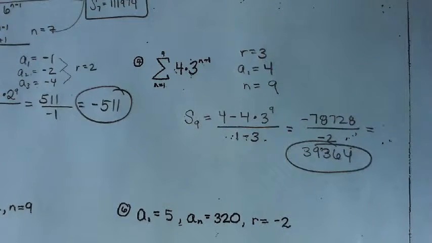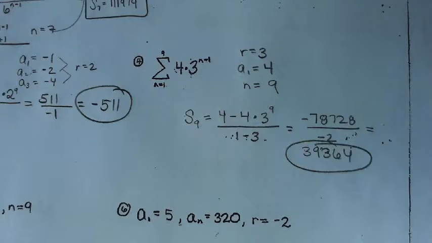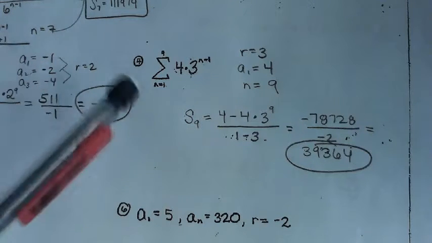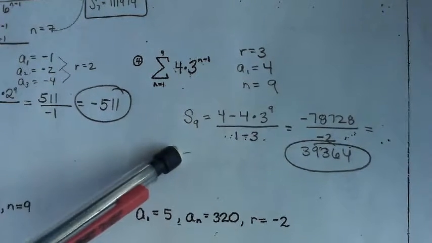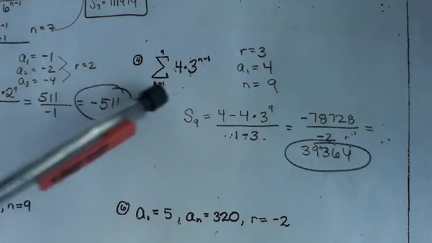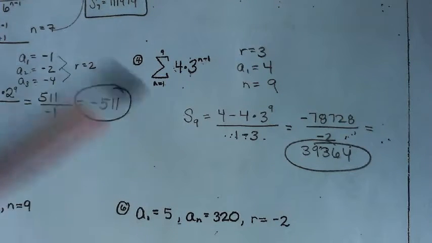Again, don't be alarmed by those large numbers, because geometric series, and series in general, are big numbers because you're adding everything together. Your 9th term alone is a humongous number, right? When you raise 3 to the 8th power, that's gigantic. Then you're multiplying by 4, so your 9th term alone is huge. Never mind your series total through 9 terms.